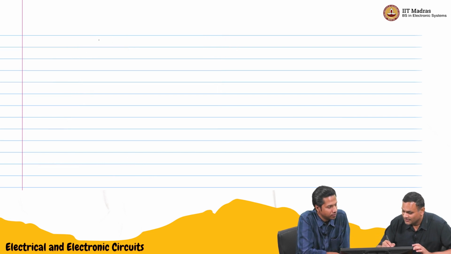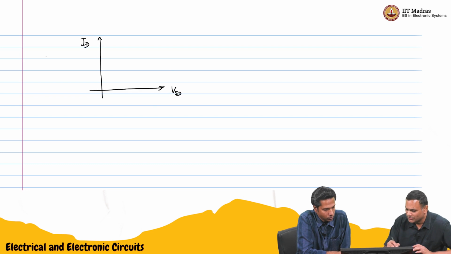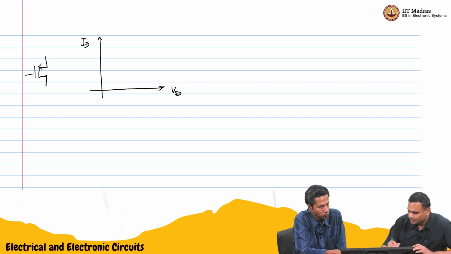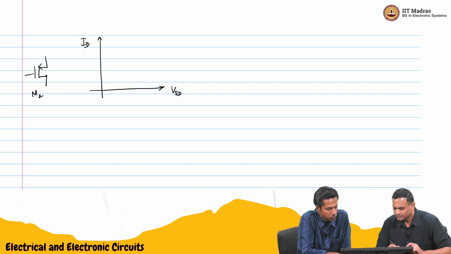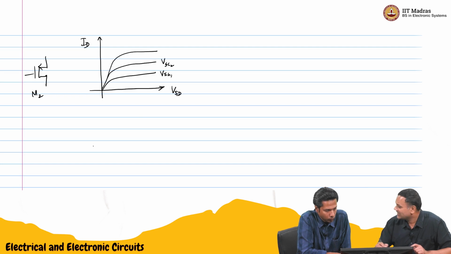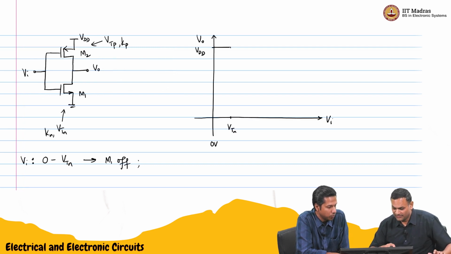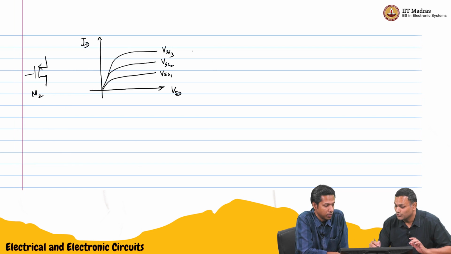So what I'm going to do, on the next page, I'm going to plot the ID versus VSD for the PMOS transistor, for M2. That will, I think, help us understand. And we know we have several curves for the MOSFET. So this is a small VSG, slightly larger VSG, slightly larger VSG, and so on. And what we are saying is, VSG is very large, so you are probably here.